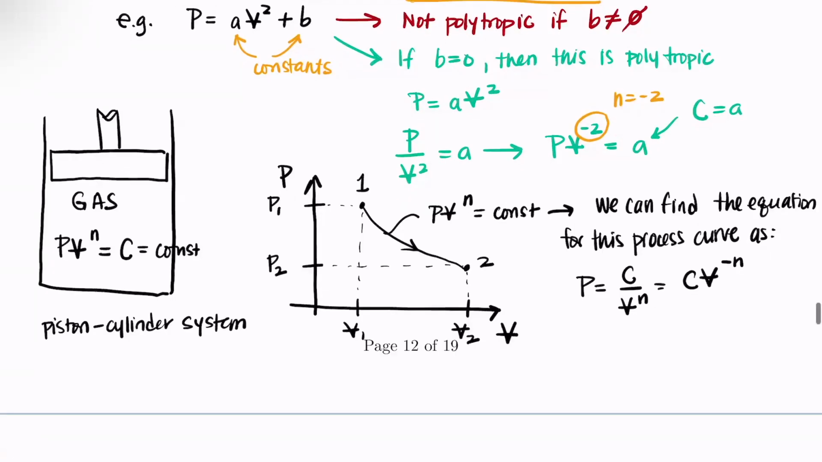Also, since PV to the n is a constant, that means that our state 1 and state 2 are related by that constant. Does that make sense? If we always know that pressure times the volume at any given state raised to the n power is equal to a constant, that means that at state 1 and state 2, P times V to the n is the same constant.